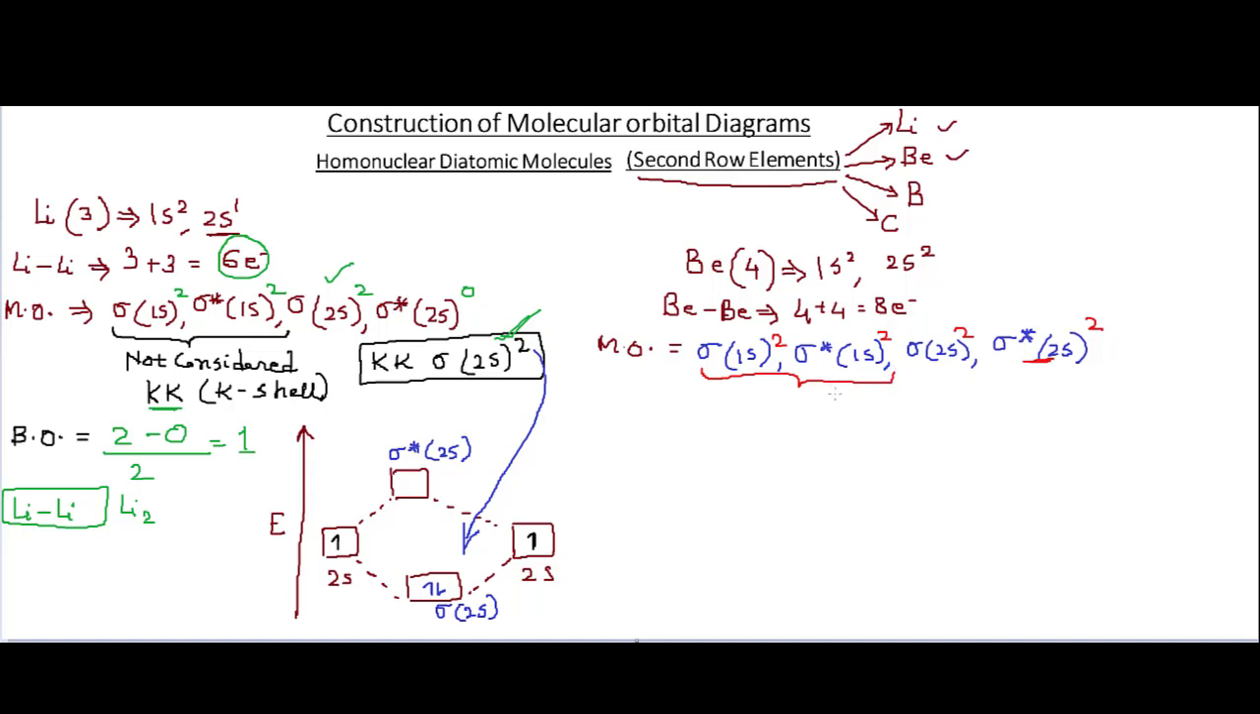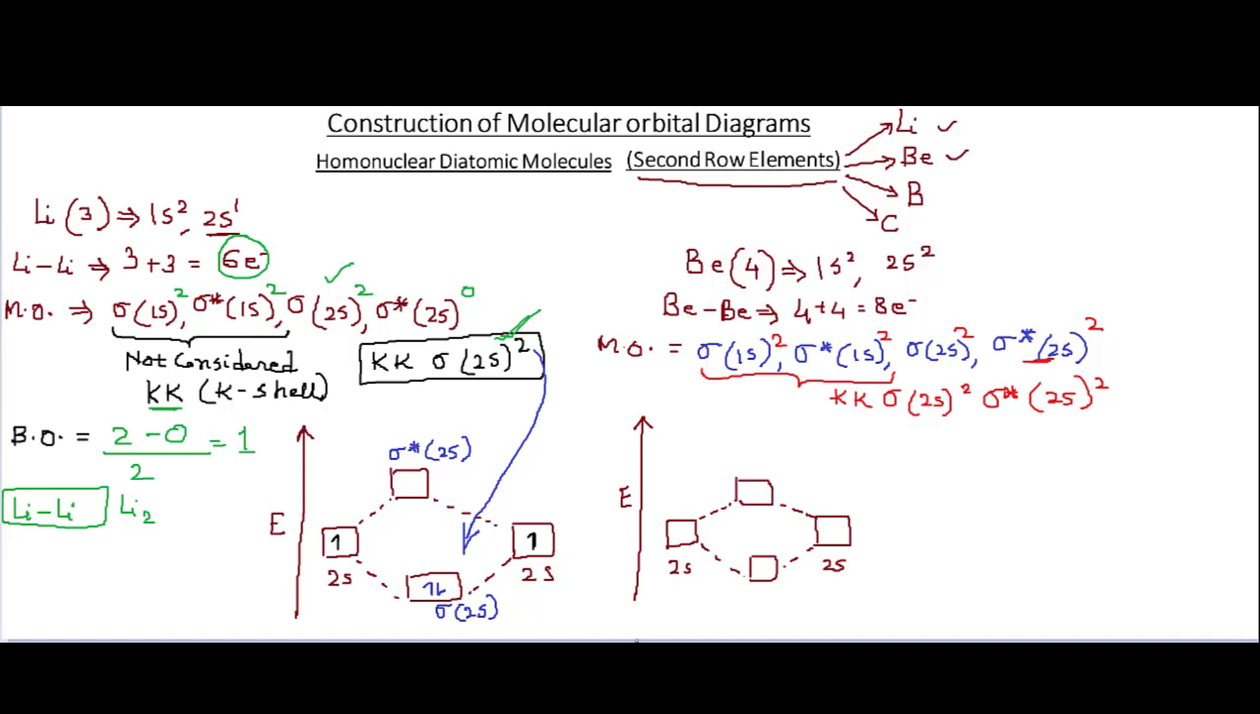So this we designate as KK, and the electronic configuration becomes KK sigma 2s2 and sigma star 2s2. Now we can easily draw the energy level diagram for beryllium. It is quite similar to the lithium molecule. 2s is the atomic orbital that participates in bonding, and from 2s we get 2 molecular orbitals, sigma 2s and sigma star 2s.